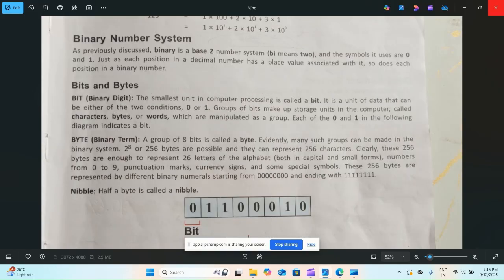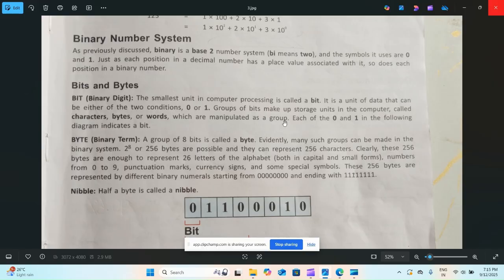Bits and bytes. We will see what is a bit, what is a byte, what is a nibble. Bit means binary digit. The smallest unit in computer processing is called a bit. It is a unit of data that can be in either of two conditions. A bit is either 0 or 1, no other value. Groups of bits make storage units in a computer called characters, bytes, words, which are manipulated as a group.